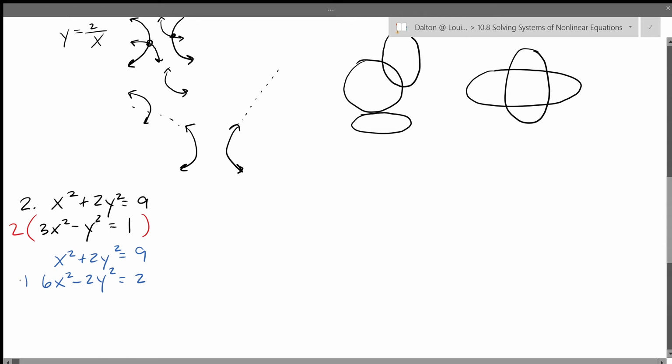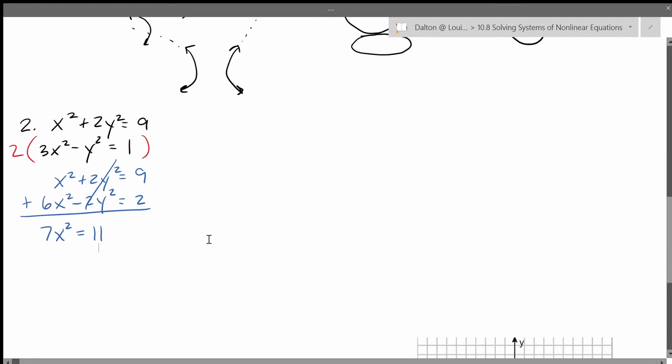So when I add these together, x squared plus 6x squared is 7x squared. 2y squared minus 2y squared cancels, and that's equal to 11. Any questions so far on the elimination process? Okay, when we solve for x, you get x squared equals 11/7, which are not square numbers.